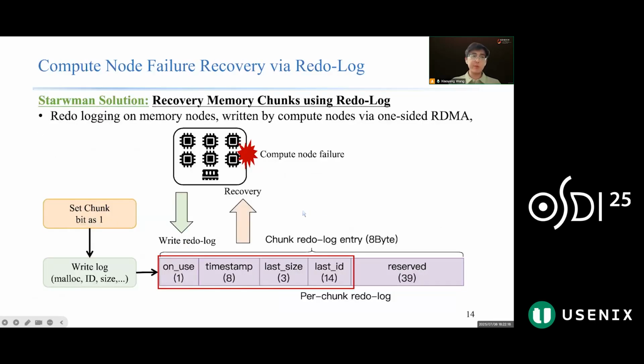To prevent memory leaks during compute node failures, FineMem uses redo logging on memory nodes, written by compute nodes via one-sided RDMA to track which memory chunks are allocated to which users, so that if this user's compute node failure happens, we can reclaim the unused memory.